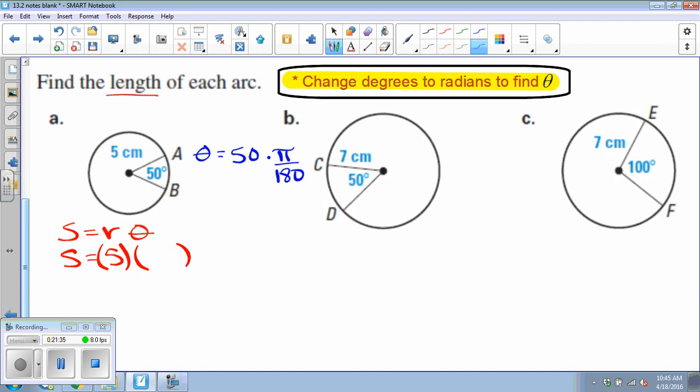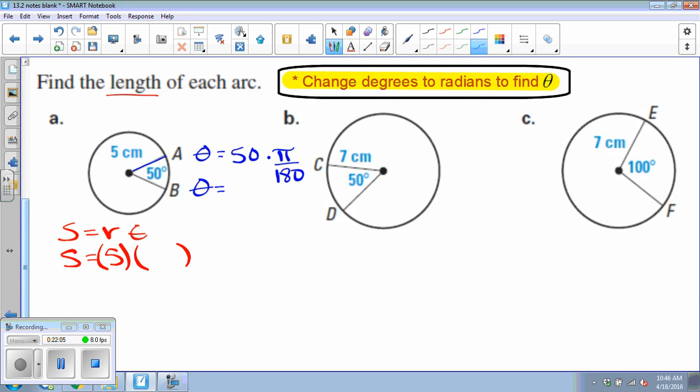S is the arc length. No, 5 is the radius. The angle measure is 50. We have to find the circumference of that little tiny section. Round to the nearest hundredth.